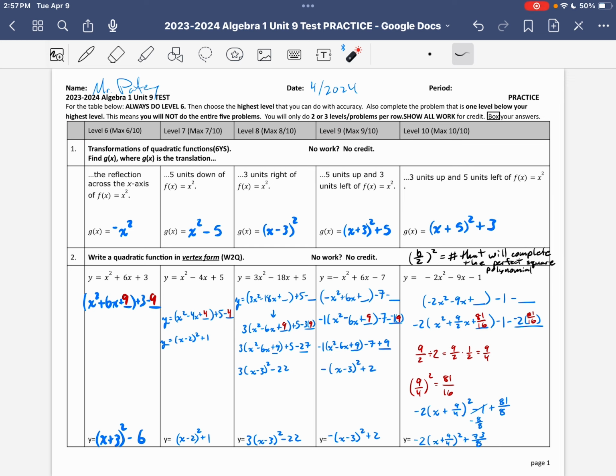Okay, so when you're looking at the vertex form of a quadratic function, the h moves the function left and right. The k moves the function up and down. For this first problem, we want to move x squared 5 units up and 3 units to the left. So I'm going to put plus 5 on the outside of my squared because that's going to move the function 5 units up. And then I'm going to put a plus 3, not a minus 3, into the parentheses, into the squared.